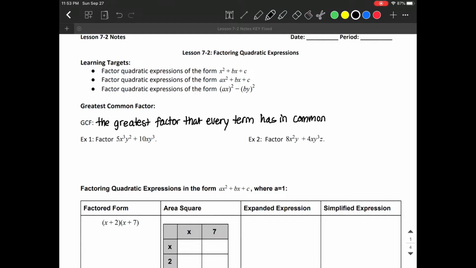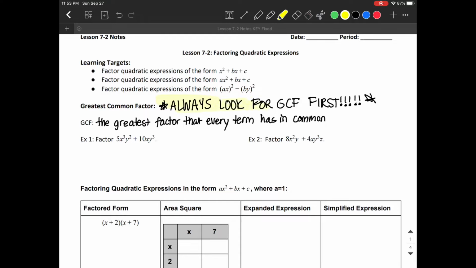And this is the thing that you always want to look at first. So you always want to look for the GCF first and pull that out before you do anything else. So always look for GCF first, before you do anything else. Super important. 5 exclamation points, important. And I'm going to highlight it. Very important. Do that first.